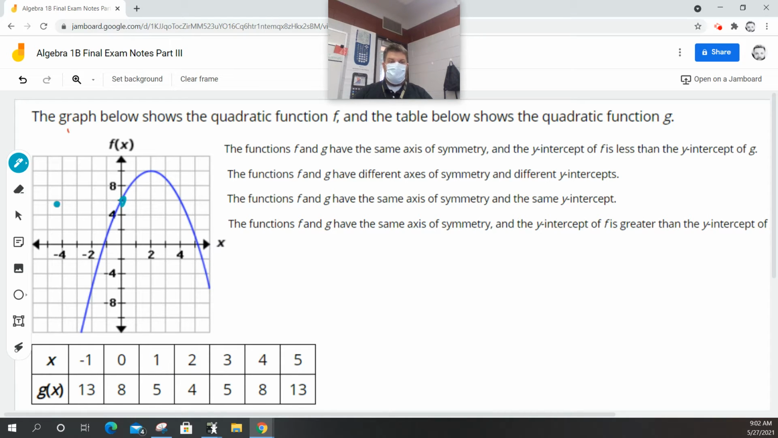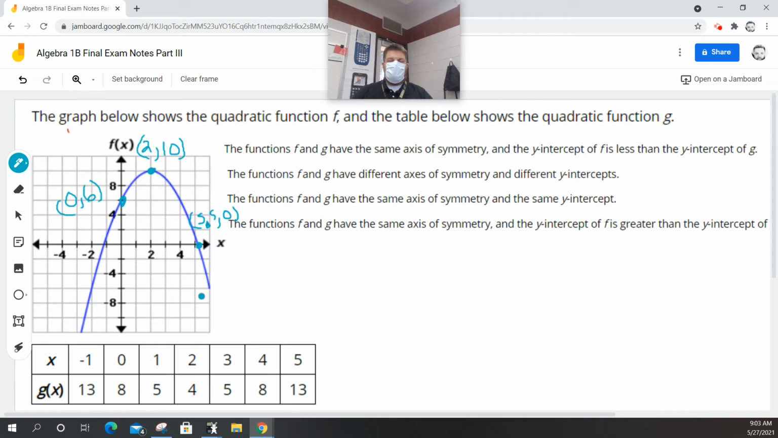This point here is where it crosses at the y-axis, so that is (0, 6). Also, the vertex of this is going to be at (2, 10). It looks like it crosses here at about 5.5, so put (5.5, 0). But anyway, now we have to figure out which one of these statements is true.